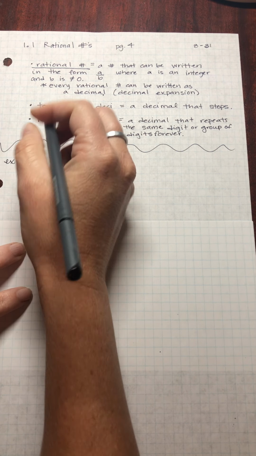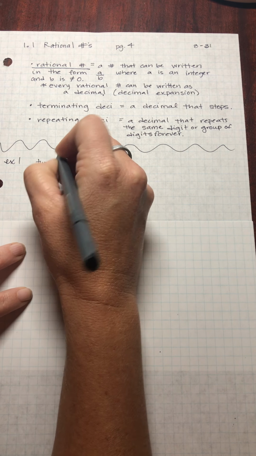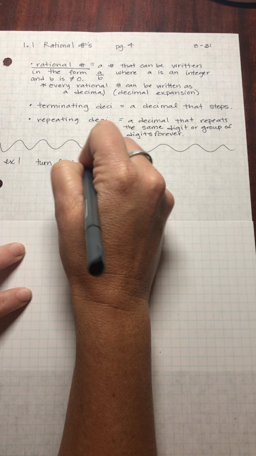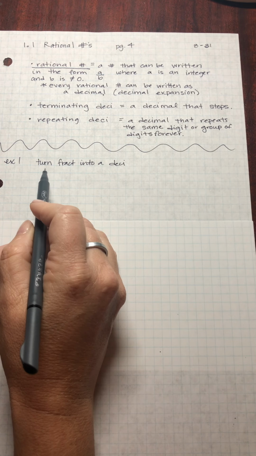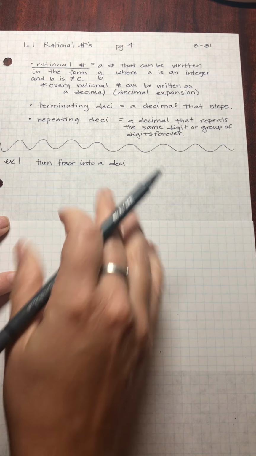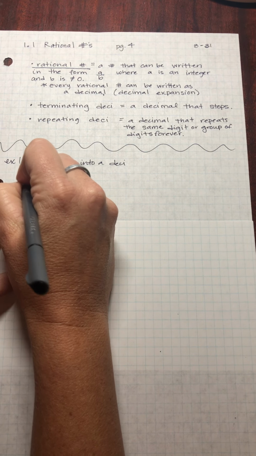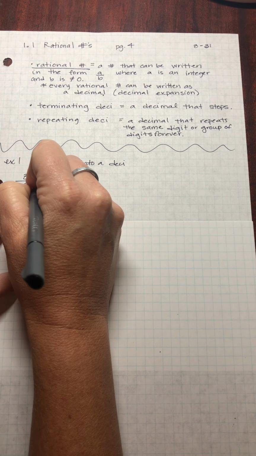Our first example is going to be turning the fraction into a decimal. Okay, so turn the fraction into a decimal. And we're going to pick, you know, a not so easy one. So 36 over 125.